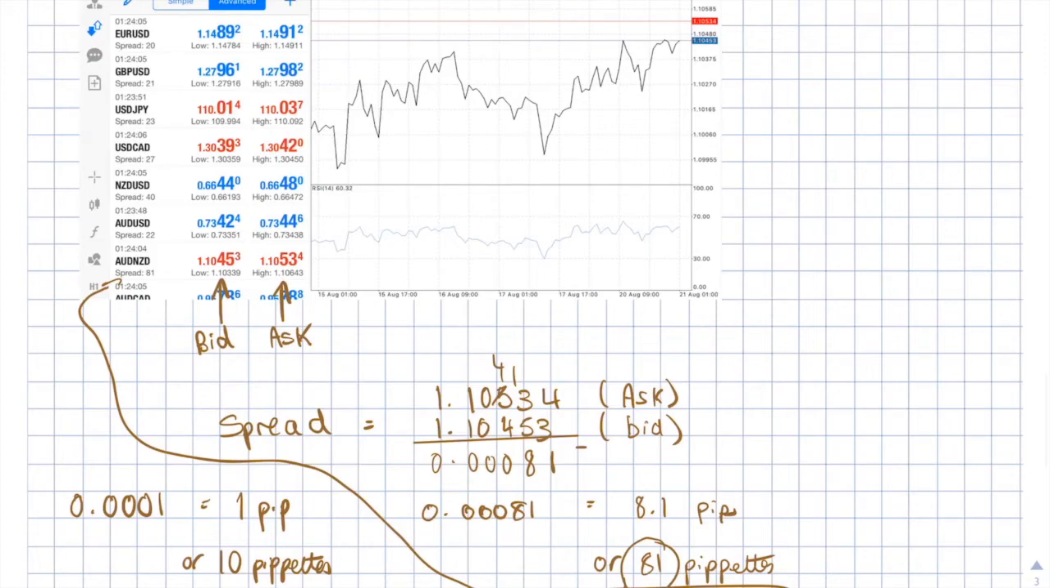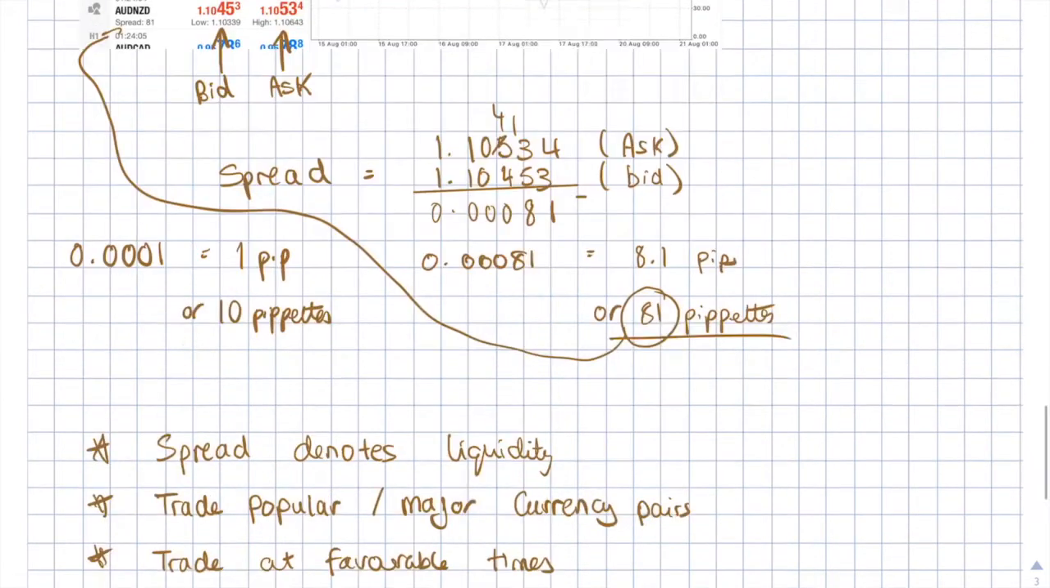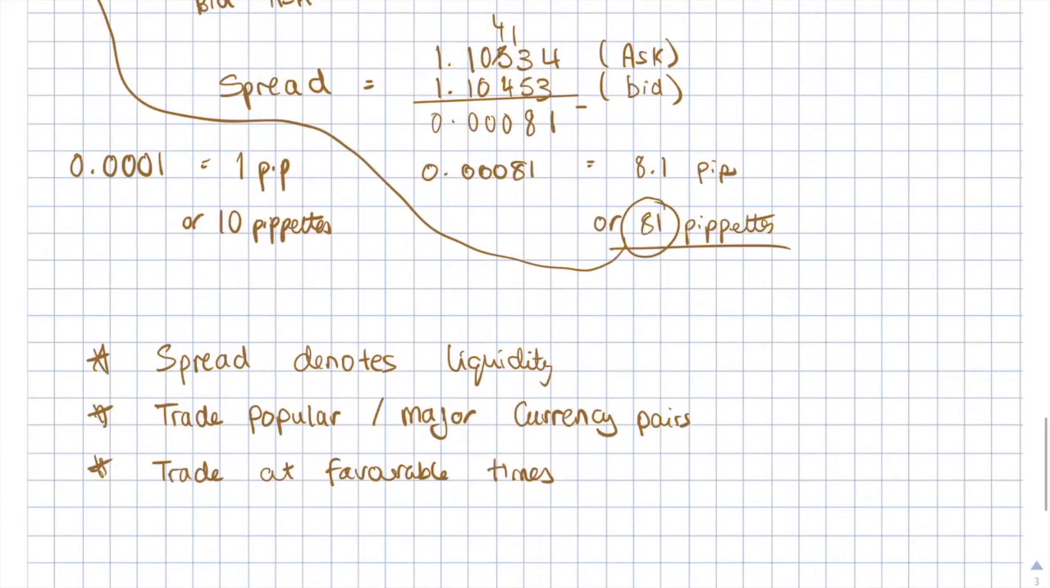And there's a huge difference there, and you might not think that the difference is huge, but when you're conducting, for example, 100 trades, the cost does add up, and in general, it's better to trade major currency pairs. And the last point is trade at favorable times.